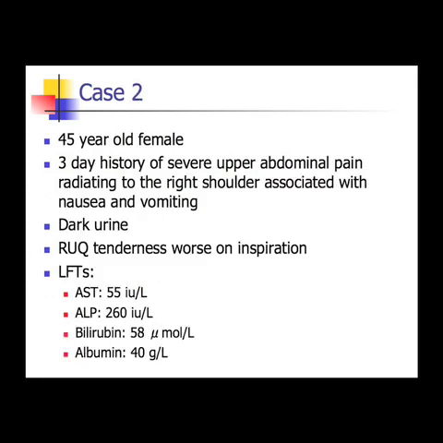Okay, and now moving on to the second case, a very common clinical presentation. A 45-year-old female comes in with a 3-day history of very severe upper abdominal pain, which she reports radiates to the right shoulder and is associated with nausea and vomiting. The other thing she tells you on direct questioning is that she's noticed her urine is quite dark, and this is quite a key point in the history, which we'll come on to in a moment. On examination, you find that she's exquisitely tender in the right upper quadrant, and this tenderness becomes worse on inspiration.